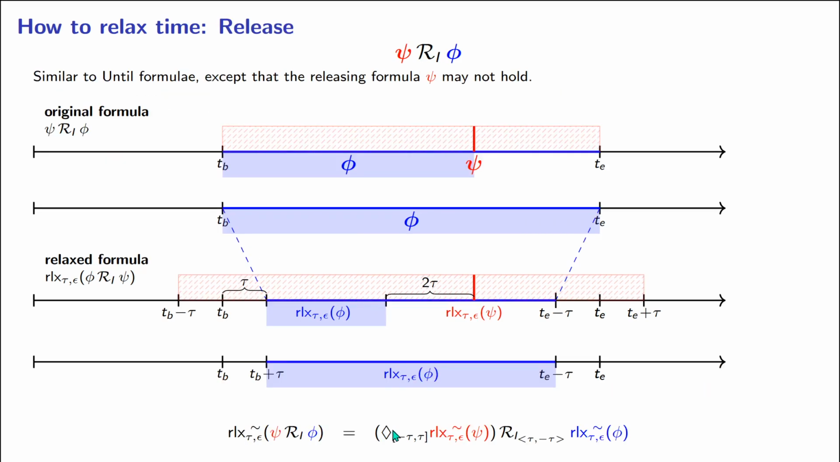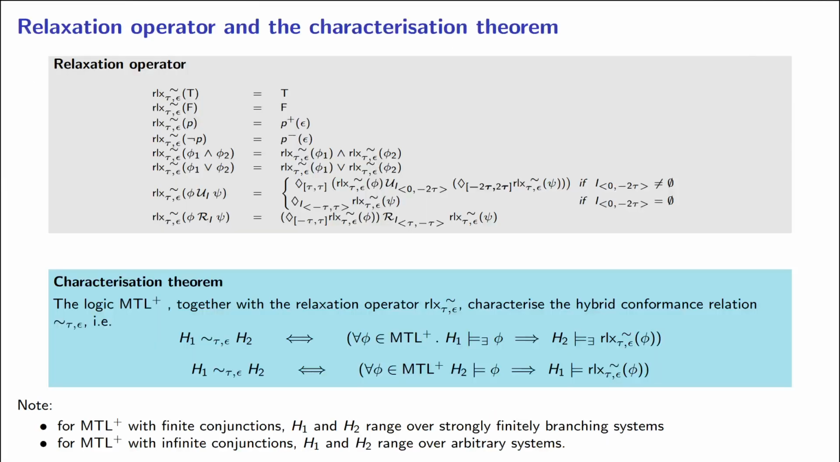For the release formula, we have largely the same reasoning. Just the releasing formula is optional, it doesn't need to hold. And syntactically, the relaxation is actually simpler than for until, because we don't have the strong liveness obligation. So here is the entire formal definition of our relaxation operator. The salient points are propositions, and especially temporal operators.